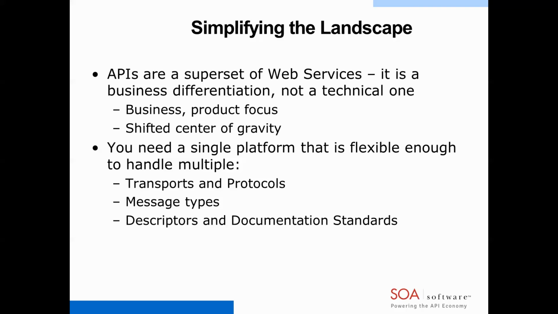So I think that APIs has brought about a shifted center of gravity when it comes to the actual API definition, and that lowers the overall cost of maintaining that API. You also need a single platform, of course, that's flexible enough to handle multiple transports and protocols, message types, descriptors, and documentation standards. It's very, very easy to get locked down into a particular platform, and then as technology evolves, you buy another platform.